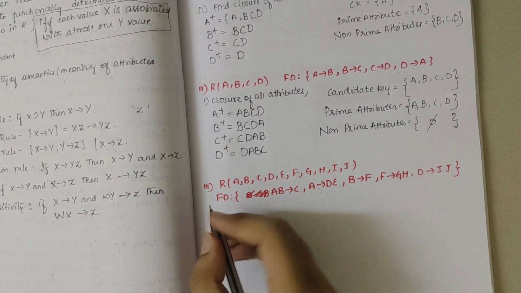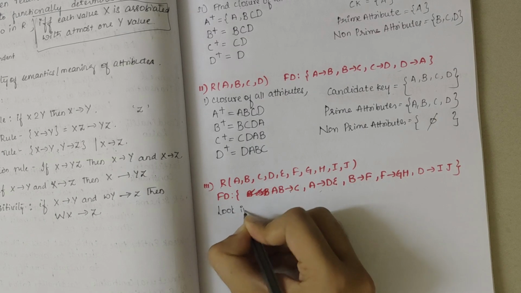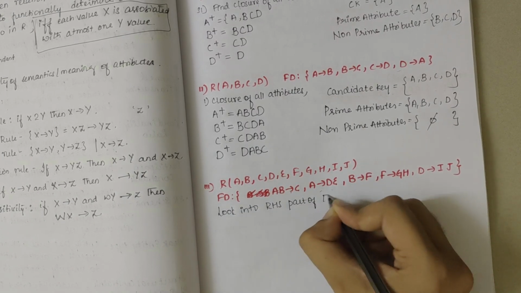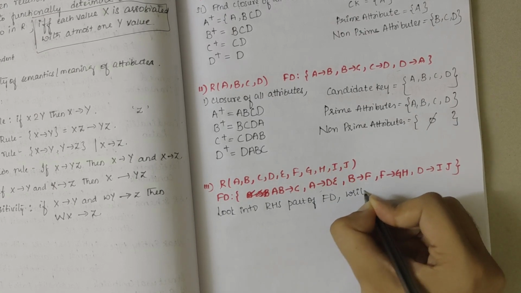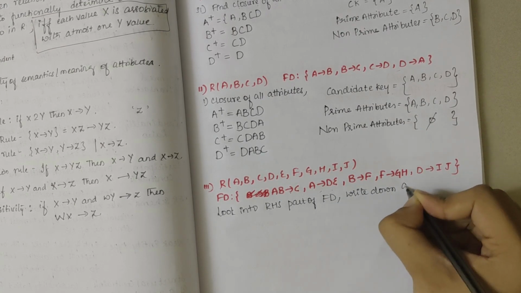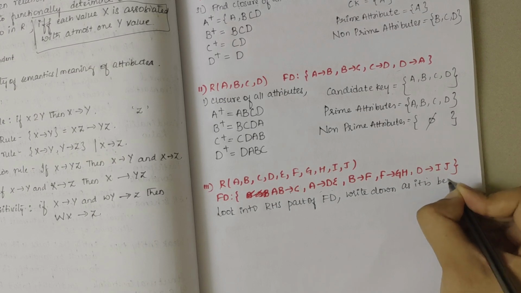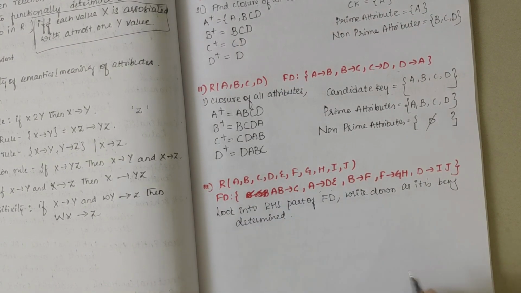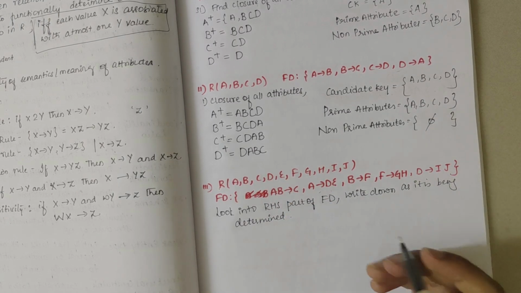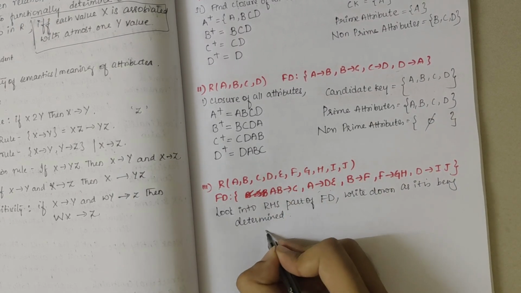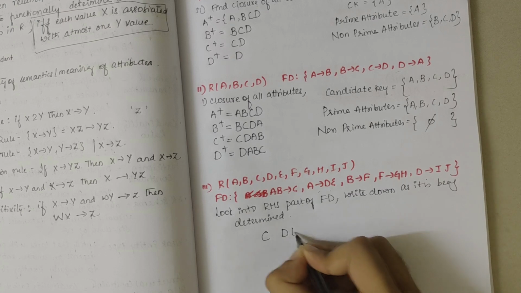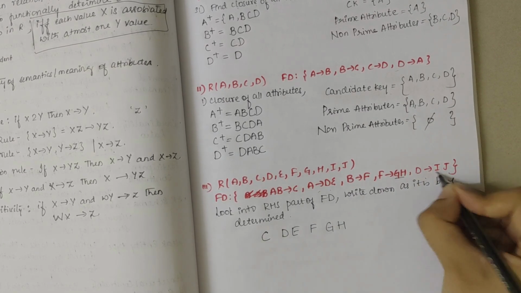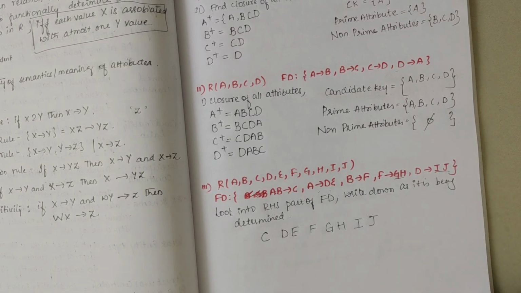So firstly we'll look into the RHS part of functional dependency. Write down as it is what is being determined. So on the RHS part, what do we have? C, followed by that we have D and E, then we have F here, and then we have GH here, and then here I have I and J.